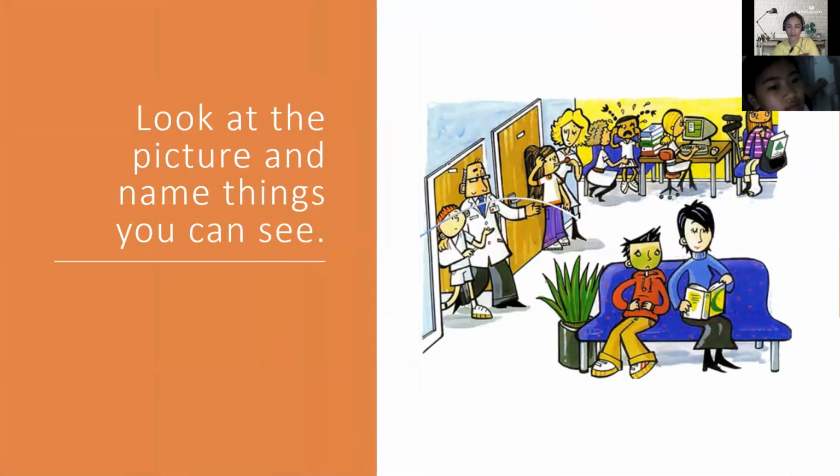Look at the picture and name things you can see. What are the things that you can see, baby? I can't see the doctor. The patient. The baby is crying. A computer.